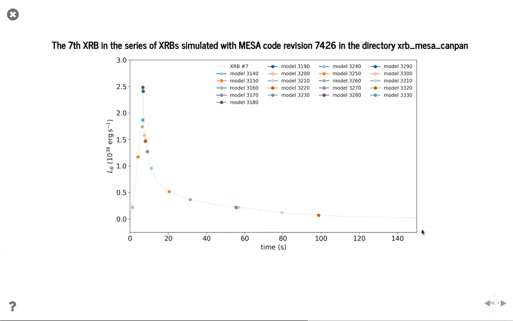So now we have here a much shorter time scale. This is time in seconds. So you can see that an individual X-ray burst actually takes a relatively short time, of order 100 seconds, okay, compared to the time between X-ray bursts, which was approximately 2.5 hours, okay.